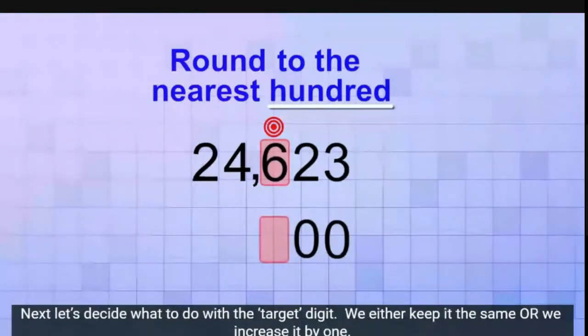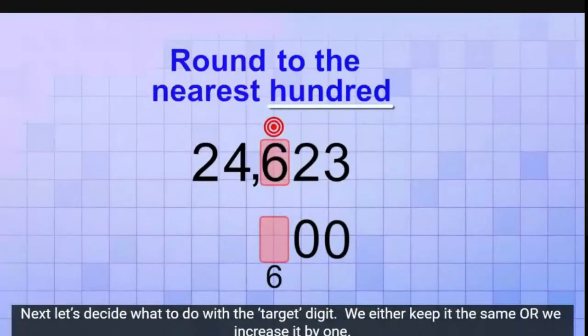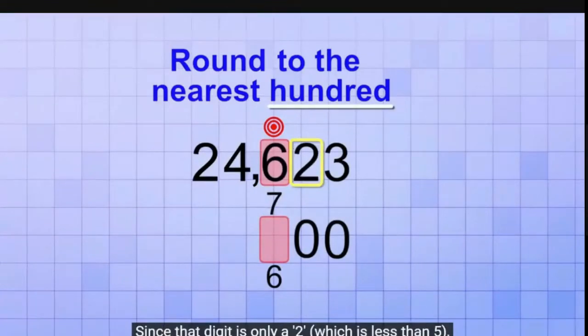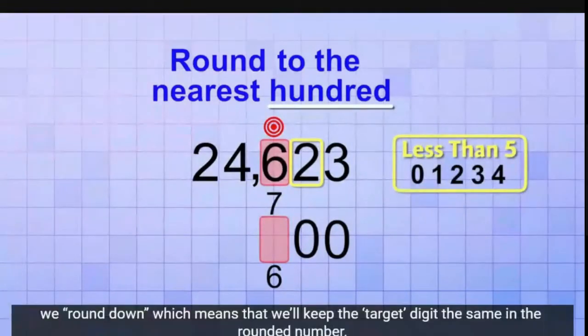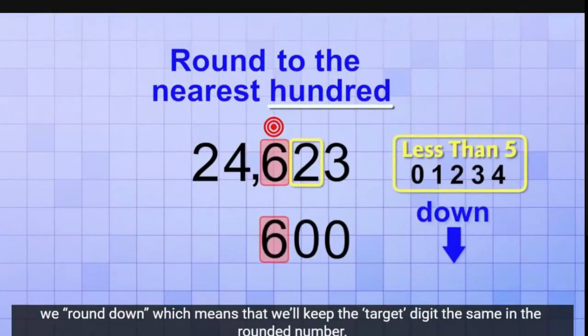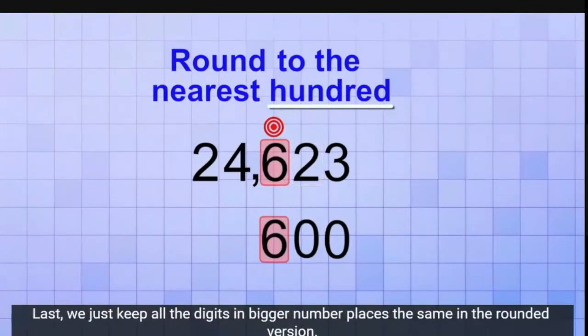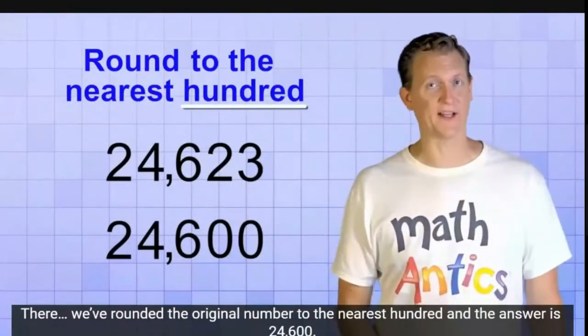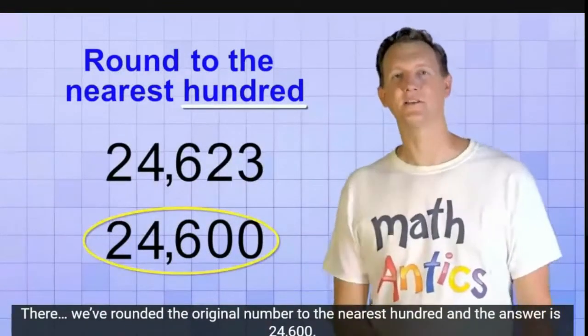Next, let's decide what to do with the target digit. We either keep it the same or we increase it by 1. To decide, we look at the value of the next digit to the right. Since that digit is only a 2, which is less than 5, we round down, which means that we'll keep the target digit the same in the rounded number. Last, we just keep all the digits in bigger number places the same in the rounded version. There, we've rounded the original number to the nearest hundred, and the answer is 24,600.